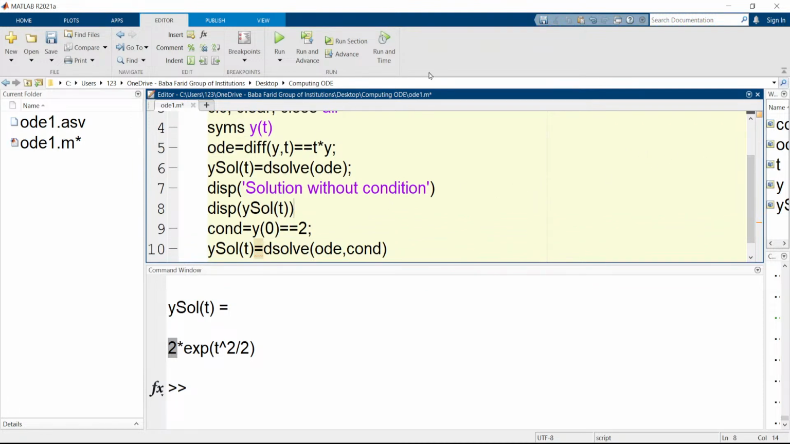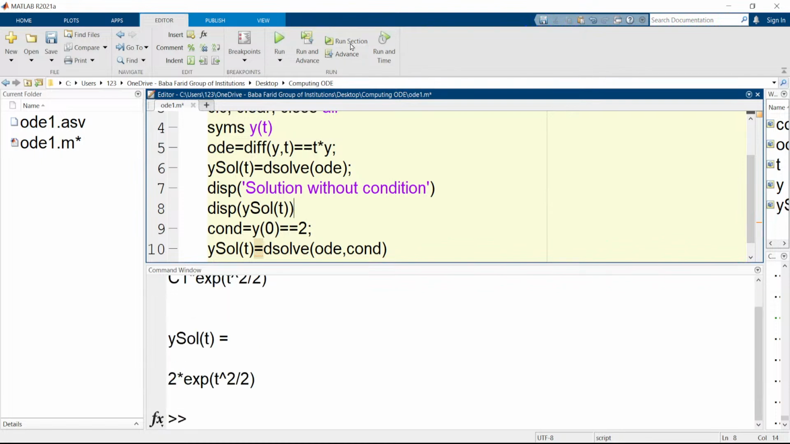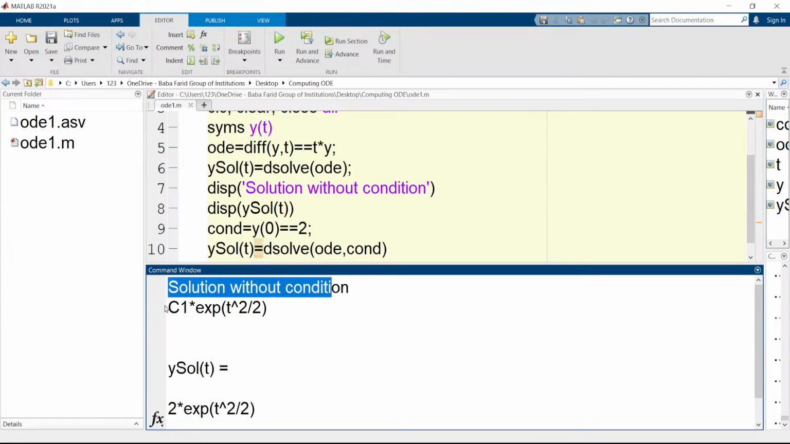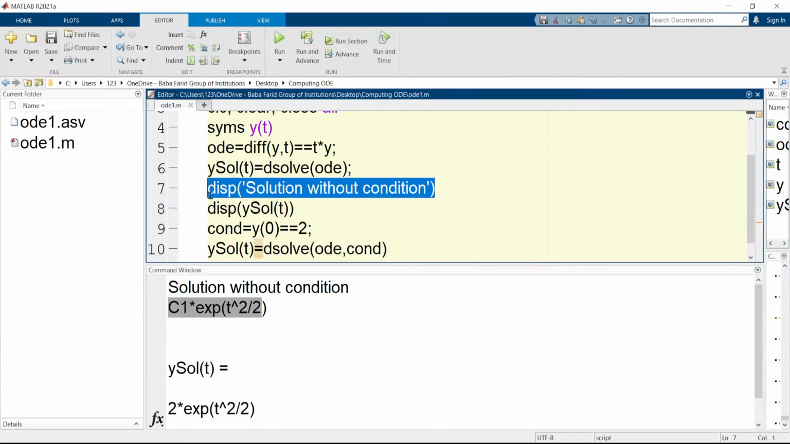So when you execute, see what happens. So this is the first solution, and C1 exponential t raised to power 2 upon 2. This is the solution without condition. And similarly, you can do the same at this place. Now this is the second part.